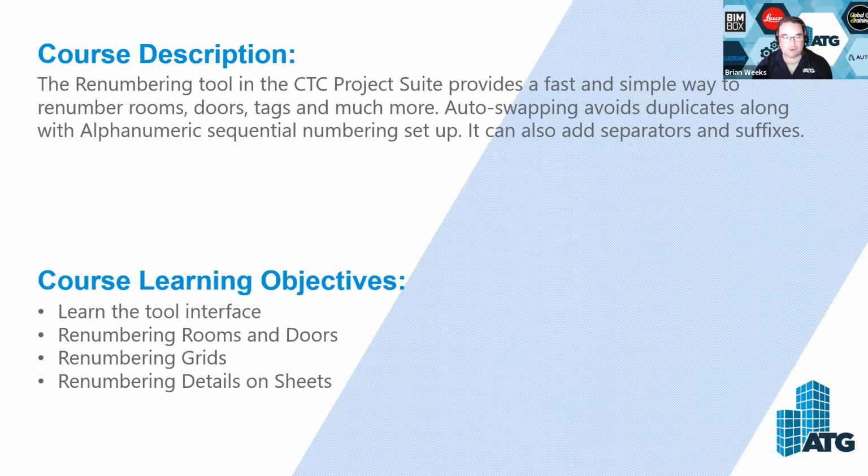So today we're going to look at, like I said, the renumbering tool, and we're going to show you the various types of items that you can renumber: rooms, doors, grids, details, as well as marks.